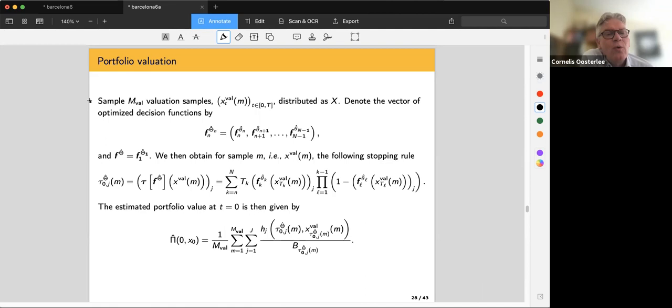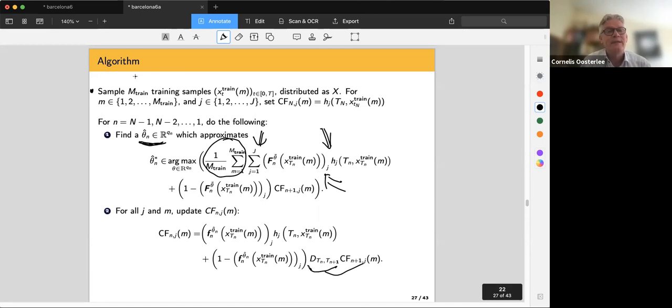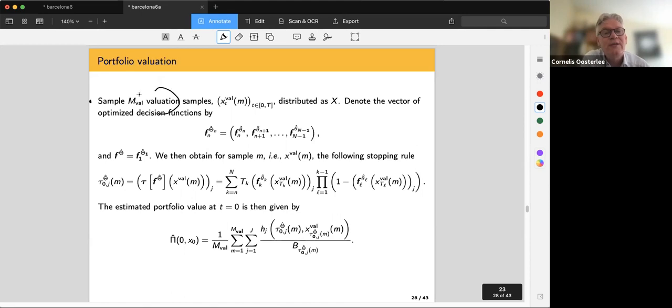So we sample M. This is the valuation. So this was the training, the training of the neural network. Then we have the valuation part of the neural network. We sample M-val valuation samples. We denote the vector of optimal decisions by this. And then for sample m in that valuation sample set, we have the following stopping rule.